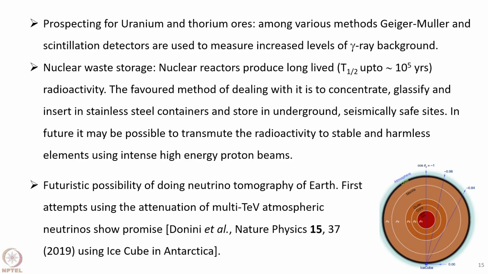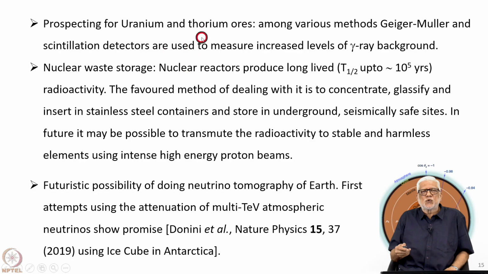The other thing where such a thing is useful in geoscience is prospecting for uranium and thorium ores, using various methods like GM counters, then more sensitive scintillation detectors to measure the gamma ray background. Then in nuclear waste storage, for instance, you can concentrate this activity and then put it in suitable deep sites where the long-lived isotopes can remain in glassy forms, and then again putting it in a stainless steel container and so on in seismically safe sites.